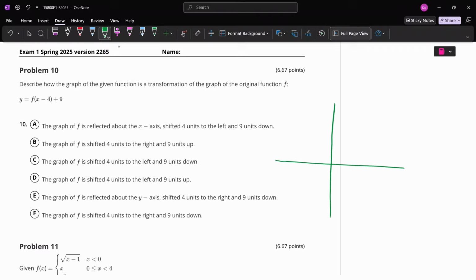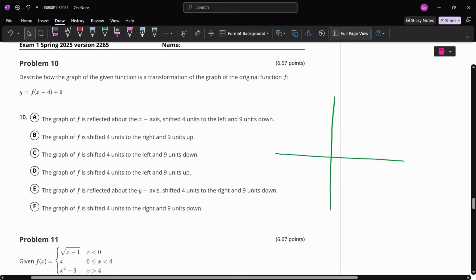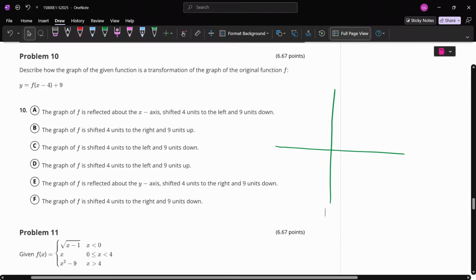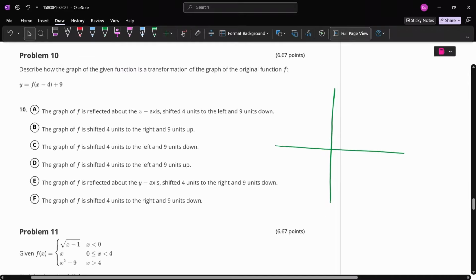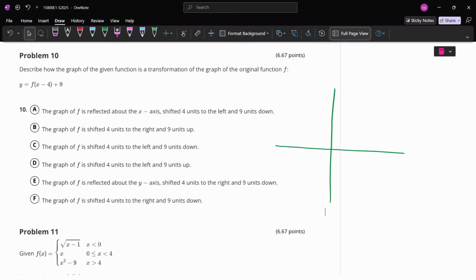So looking at this point here, we have an x minus 4 and a plus 9 here. The first thing I'm going to do is tackle this plus 9 part. Let's go back to the basics of graphing a linear graph, something that takes the form of slope-intercept form. So you have something like y equals mx plus b, where b is going to be your y-intercept.